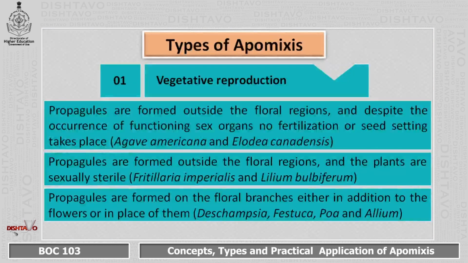They propagate by means of bulbils and bulblets. Third, propagules are formed on the floral branches, either in addition to the flowers or in place of them. The phenomenon is commonly described as vegetative vivipary. Example, Deschampsia, Festuca, Poa, and Allium.